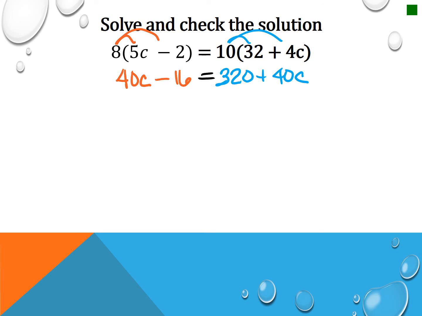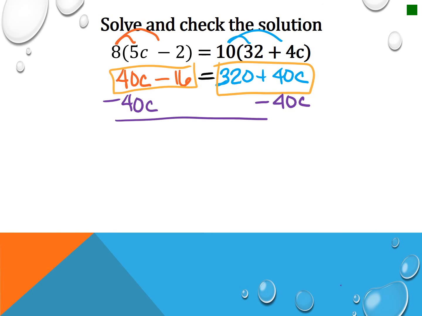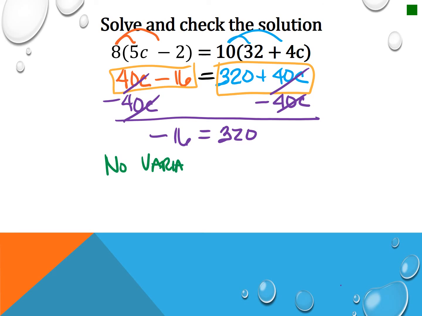So now the left-hand side just has a minus sign, and the right-hand side has a plus sign. So I'm going to move the 40c from the right to the left. I'm going to subtract 40c. Uh-oh. Look what happens. I get negative 16 equals 320. So there is no variable left.